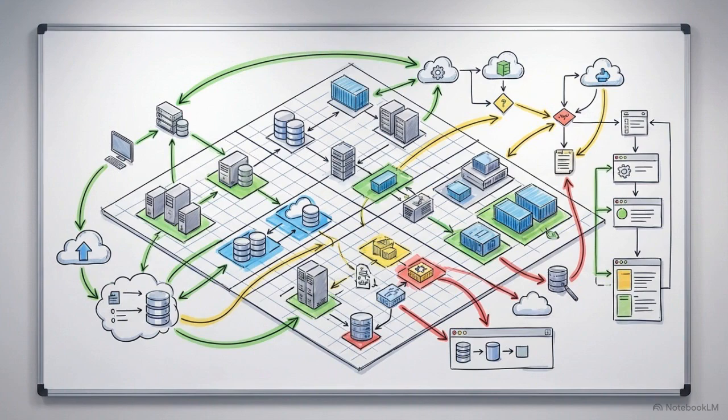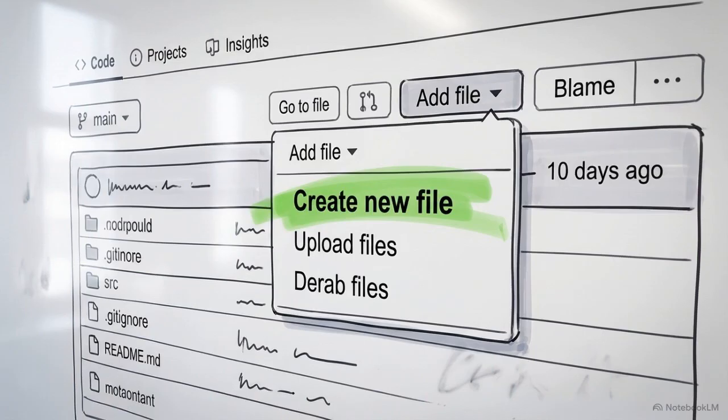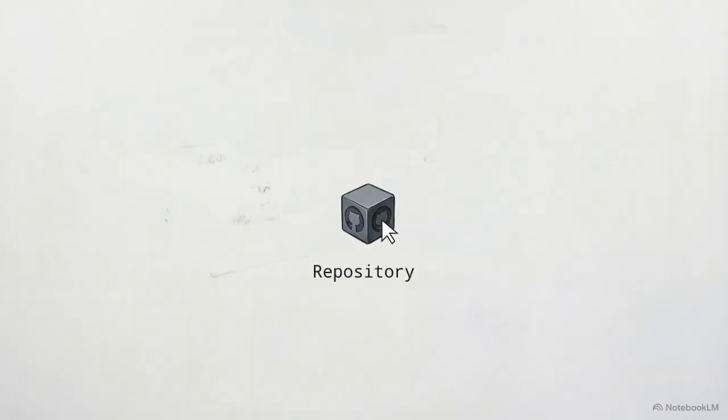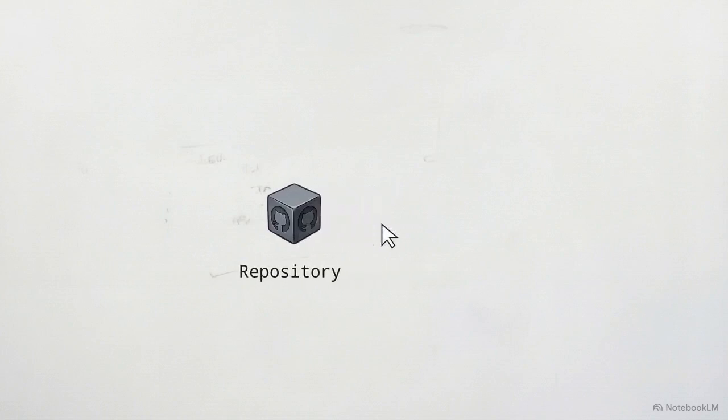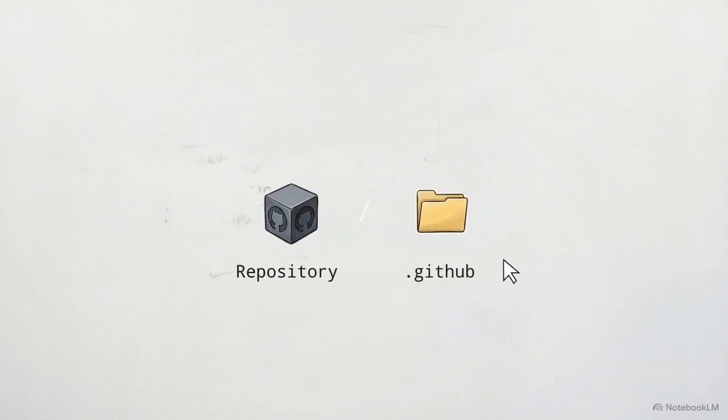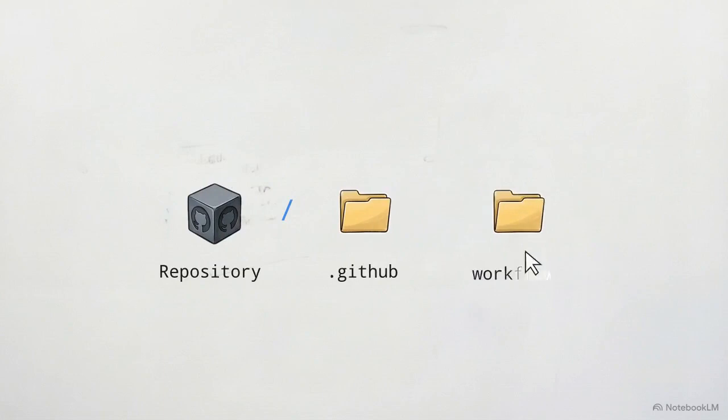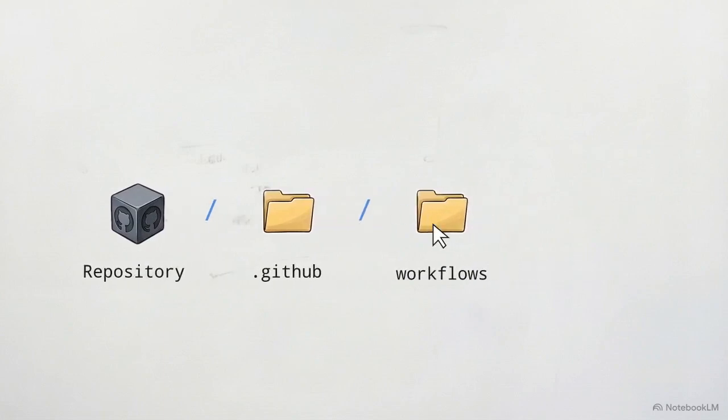Now we can actually build the pipeline. Navigate back to your repository's main code tab and click the button to create a completely new file. This file requires a very specific folder structure to work. In the file name box, type .github, hit /, type workflows, hit / again, and name the file deploy.yaml.